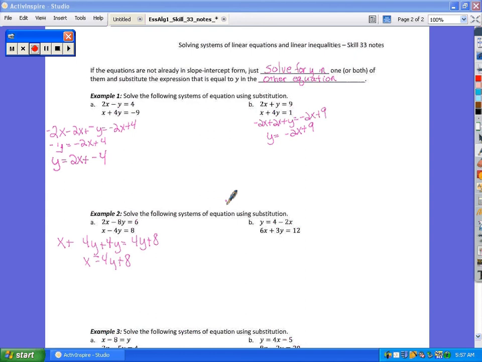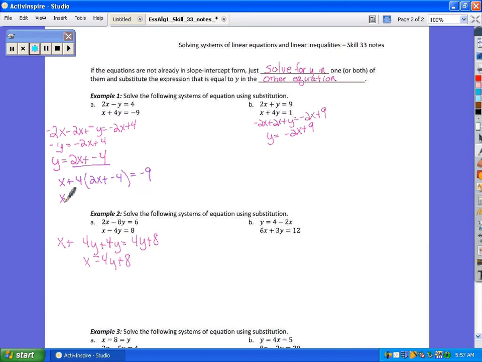Scale 33, Part 2. If the equations are not already in slope-intercept form, just solve for y in one or both of them and substitute the expression that is equal to y in the other equation. So in A, I've already solved for y in the top equation, so I need to take my bottom equation, substitute in what I found for y, so 2x plus a negative 4, and that's going to equal negative 9.